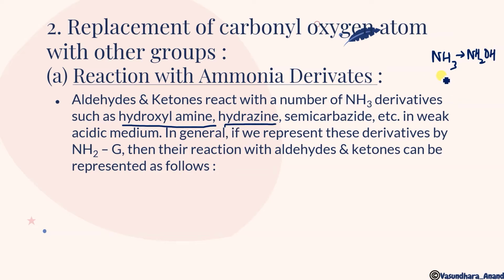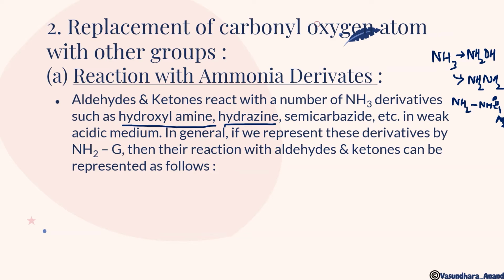Hydrazine: if one H is replaced by NH2, so this is NH2 and one H is replaced by NH2, then it is called hydrazine. Semicarbazide: if one H is replaced by C double bond O NH2, then it is called semicarbazide. The semicarbazide formula is like this. It is formed when urea combines, and it will form semicarbazide. These react in a weak acidic medium.